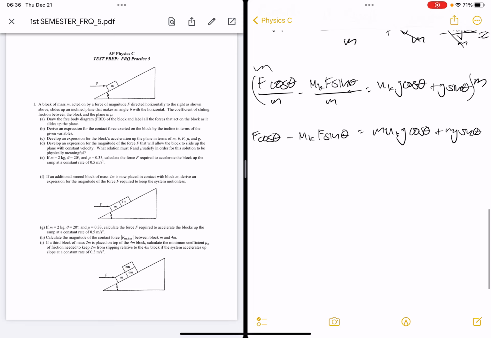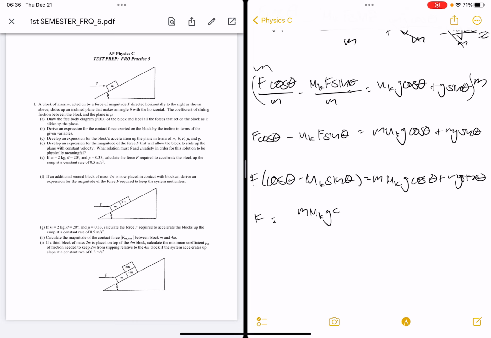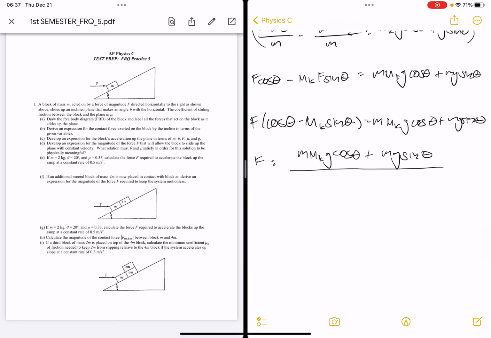And then we just factor out the F. Equals to this. And then we just divide it over. So this is M mu k g cosine theta plus Mg sine theta, oops, not that extra theta. Boom. And it's all over cosine theta minus mu k sine theta.